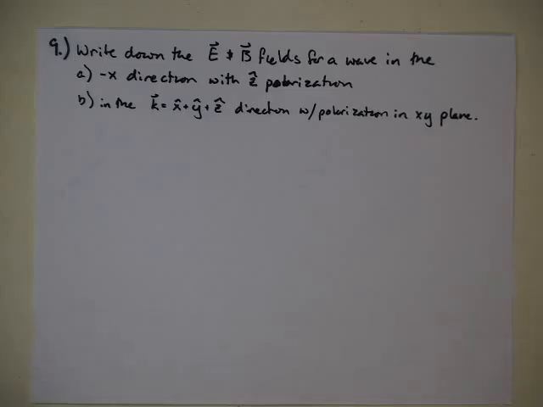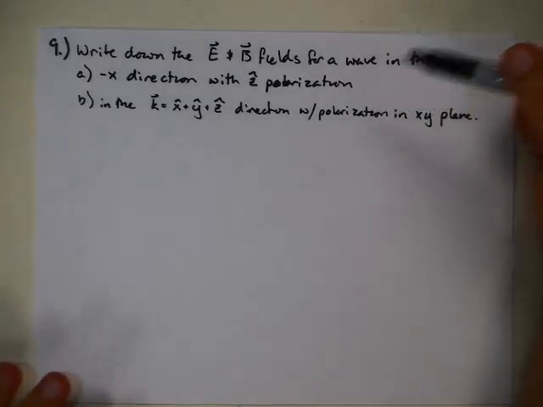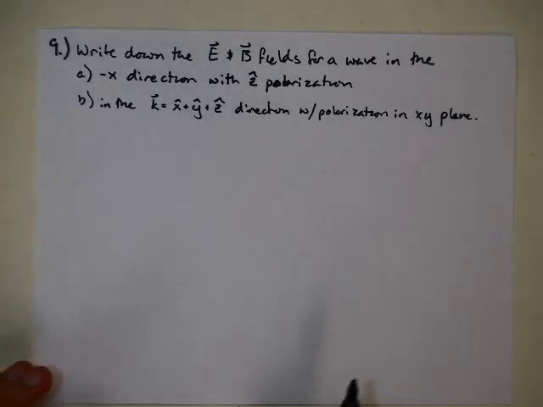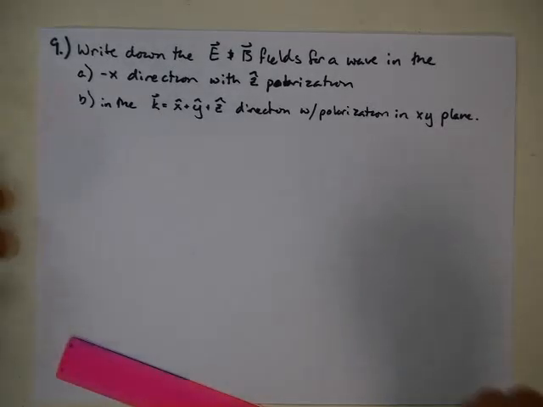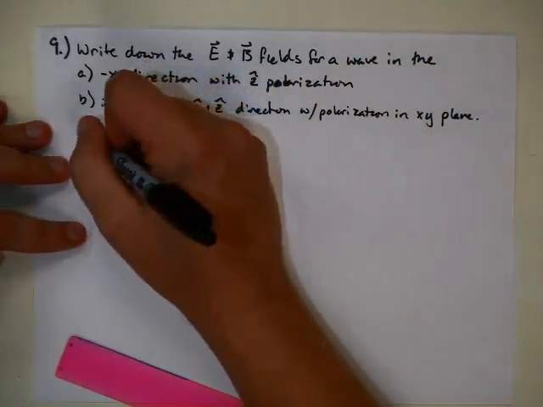In this problem, we are asked to write down the E and B fields and sketch what the wave looks like for waves with different polarizations and moving in different directions. Let's go ahead and write down really quickly the general form.